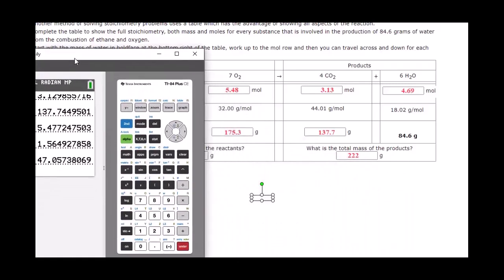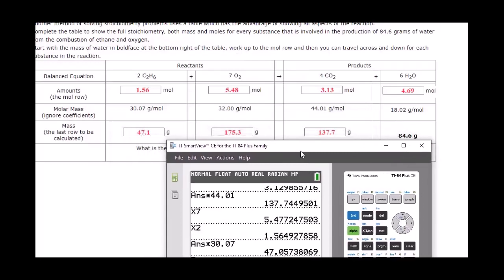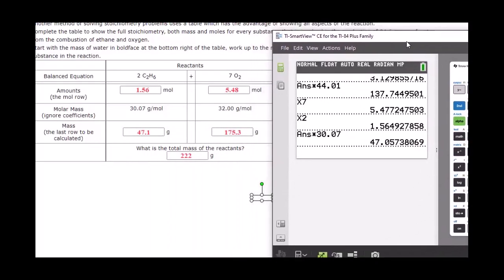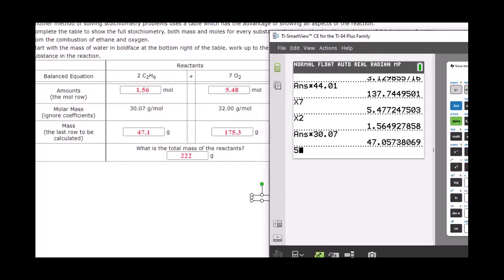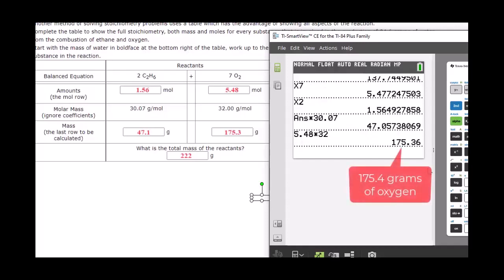Well, let's just do a little double check and see if we get this 175 for our 5.48 moles of oxygen and multiply it by, again, this is the molar mass, you'll remember, 32, a nice easy one. And let's see if we get that 175.3. And it's 175.4 if we round it off. But actually, this should have been 5.47724. And I bet you if you kept it unrounded here, you would have gotten exactly the 175.3.